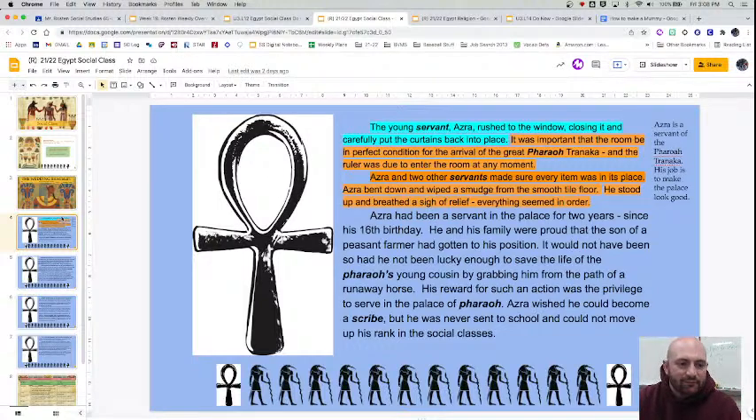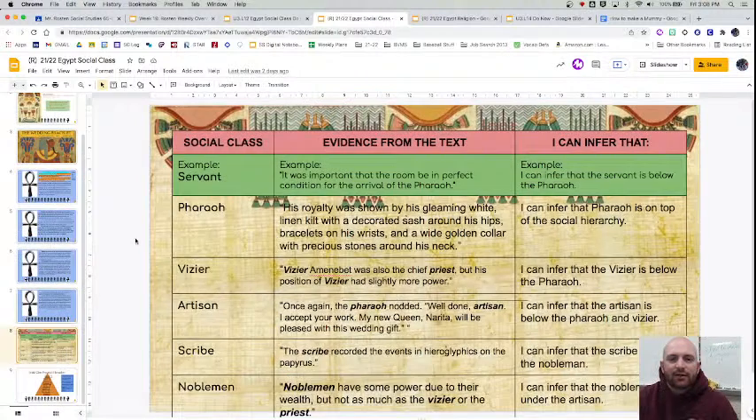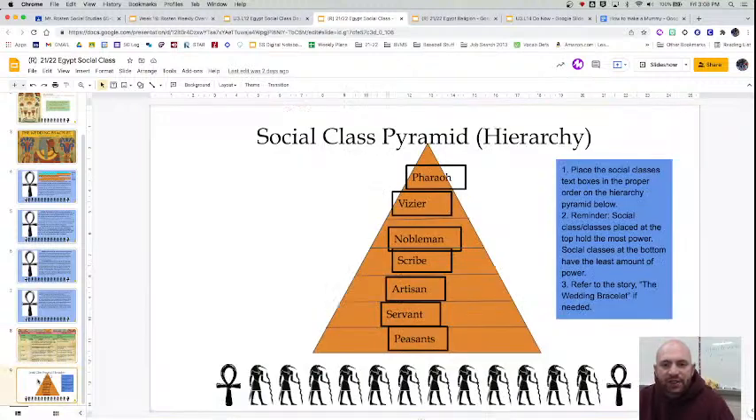Okay? So we analyzed that. We then filled in our graphic organizer. We found some text evidence for each social class, and then we made an inference as to where they are on the social hierarchy. Then, last but not least, we created the social hierarchy for ancient Egypt. And why is this important?